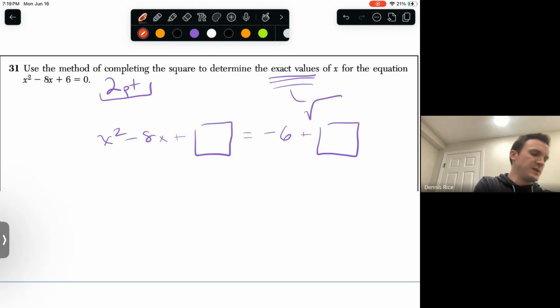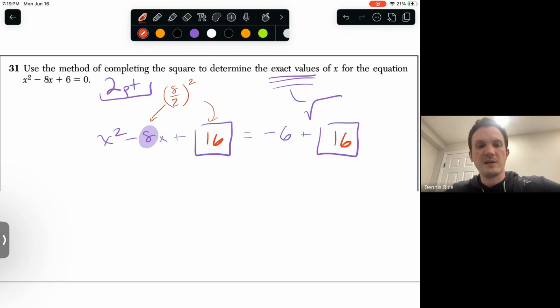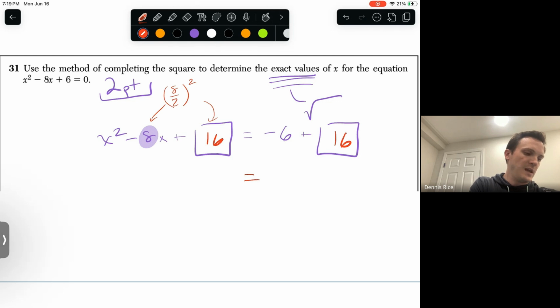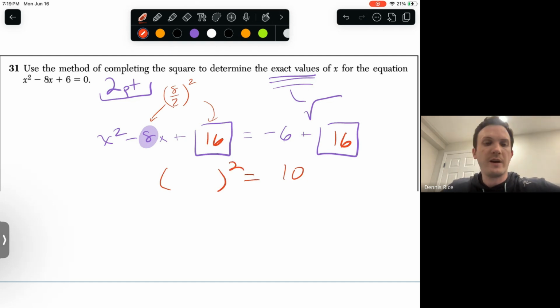16, very good. It's always going to be half of the middle term. You could ignore the sign because you're going to be squaring it. So half of this squared. For once, we're saying ignore the sign because it doesn't matter. Whether it's positive or negative, you're squaring it. It's always going to be plus. Okay? Now, on the right, do your math carefully. 10, right? -6 plus 16. And now should be the point where this is a binomial squared. It's what we call a perfect trinomial.